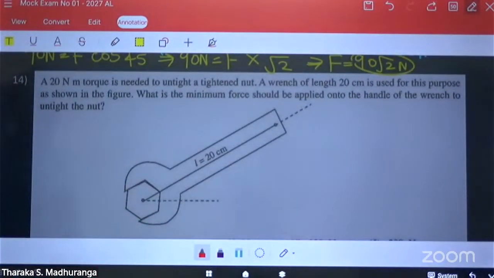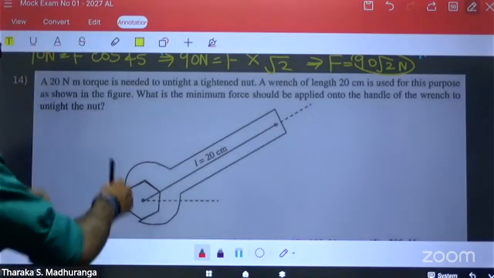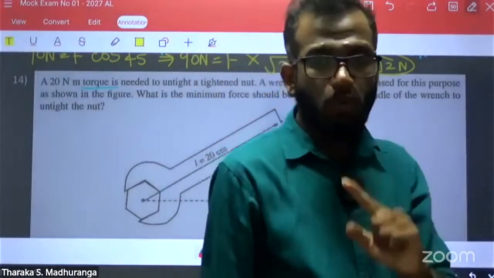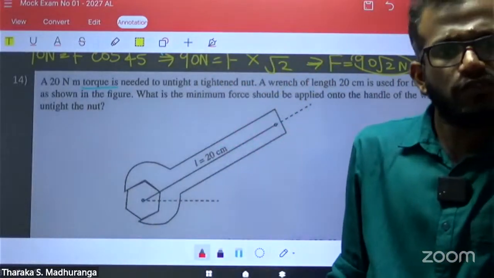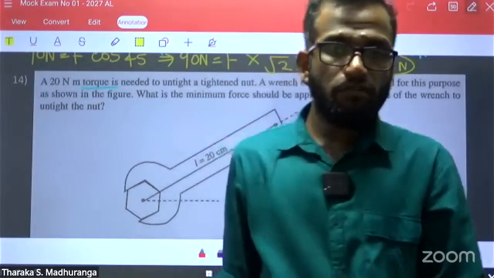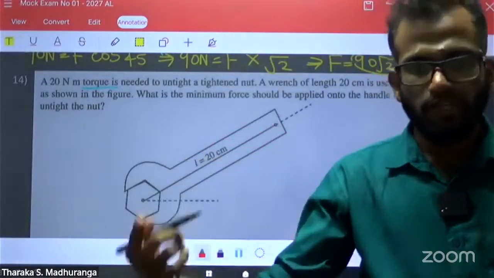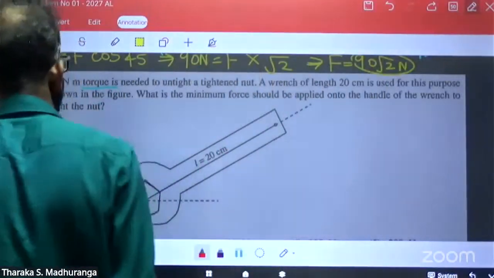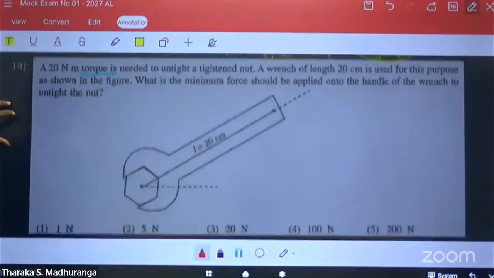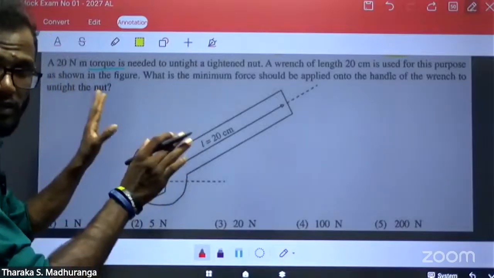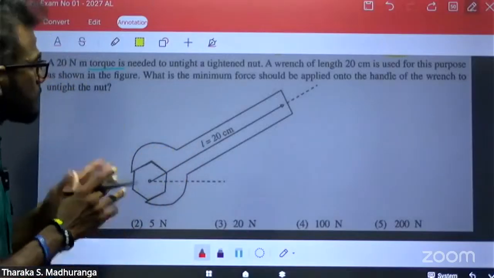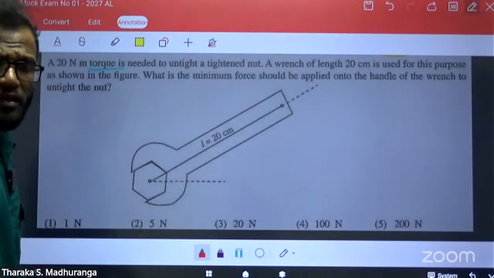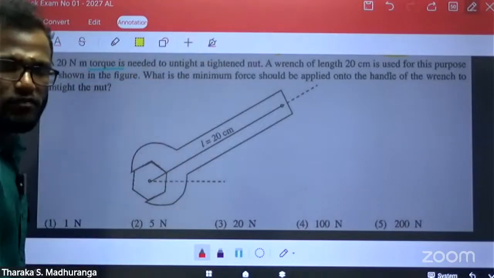Question number 14, a 20 Newton meter of torque. Okay, it is given torque. Actually, torque is the same as moment of force. We will discuss torque in our next lesson, rotational motion. The torque equals the rotation moment of forces. Keep in mind that torque is the same as moment of forces. The torque equation is also F into D.